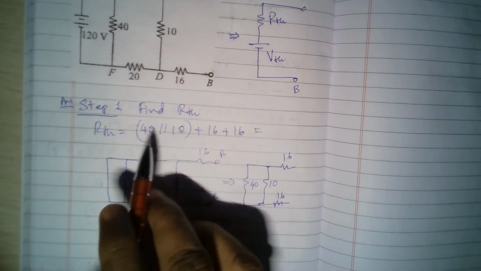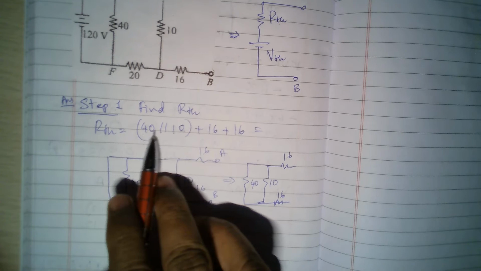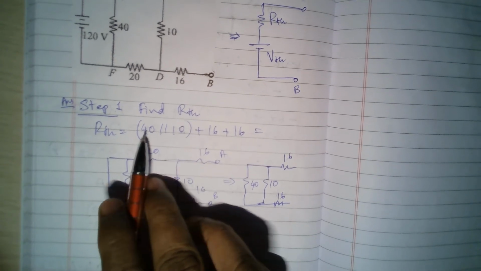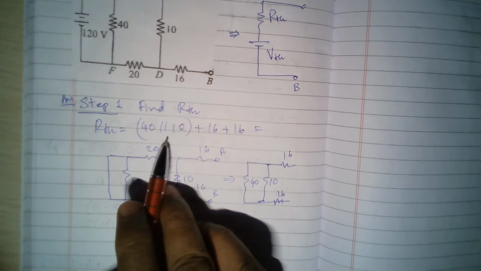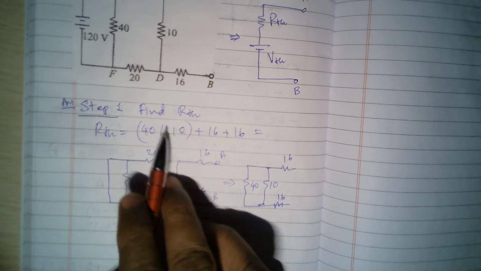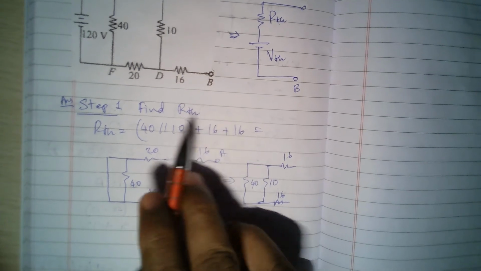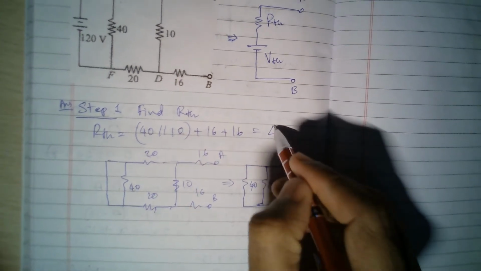Okay, so what is this? 40 parallel with 10 is 40 into 10, 400, divided by 40 plus 10, 50. So 400 divided by 50, or 40 divided by 5, is 8. 8 plus 16 plus 16. So 16 plus 16 is 32. 32 plus 8 is 40. Okay, so this is 40 ohms.